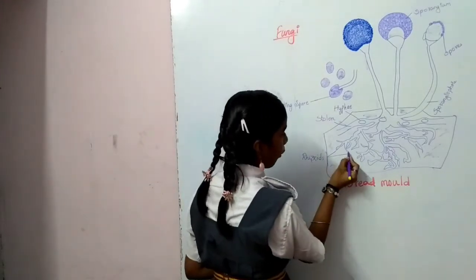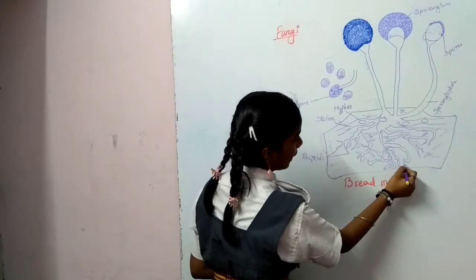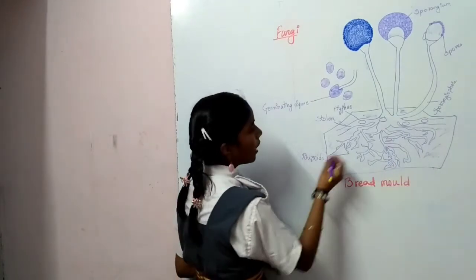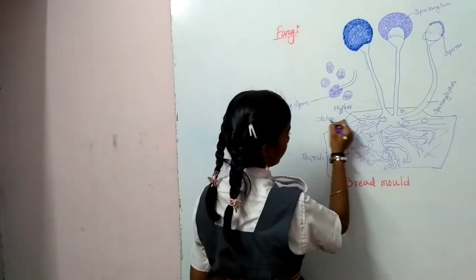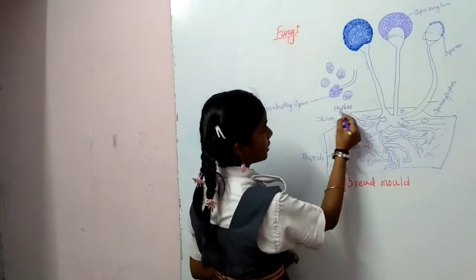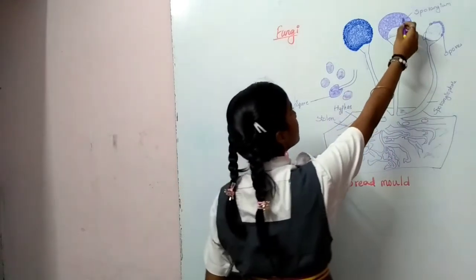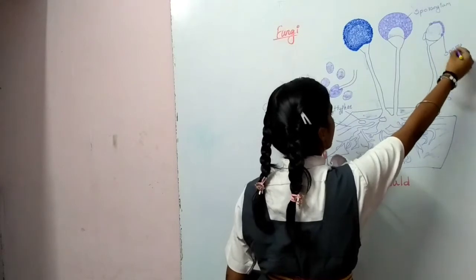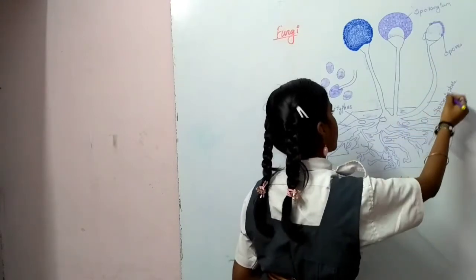These parts at the edge are known as rhizoids, and this is known as stolon, and the circle parts are known as hyphae, and this is known as sporangium. This is spores, and this is sporangium spore.